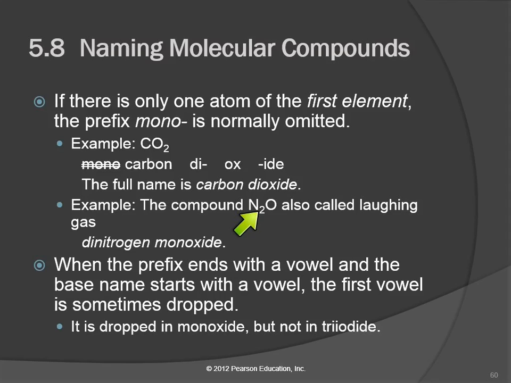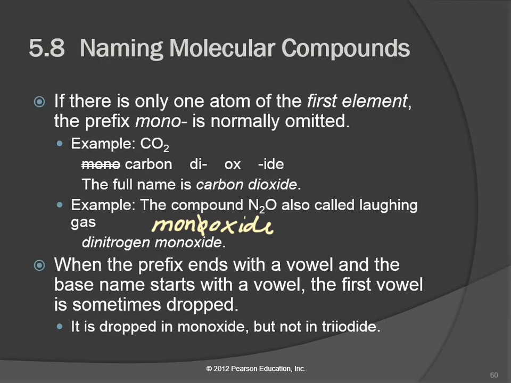Here, N2O, also known as laughing gas, that's a common name. Dinitrogen, because there's 2 nitrogens. Monoxide, there's 1 oxygen. Now, sometimes, like here, where the prefix ends with a vowel and the element name begins with a vowel, we've got monooxide. Right? That looks kind of weird. What is that? So we drop the O there.